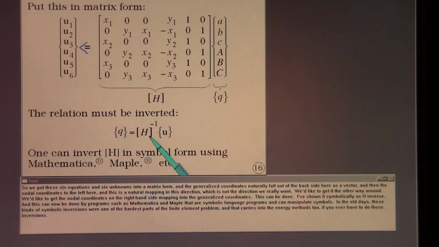This can be done, I've shown it symbolically as H inverse, and this can now be done by programs such as Mathematica and Maple that are symbolic language programs and can manipulate symbols. In the old days, these kind of symbolic inversions were one of the hardest parts of the finite element problem, and that carries into the energy methods too if you ever have to do those inversions.